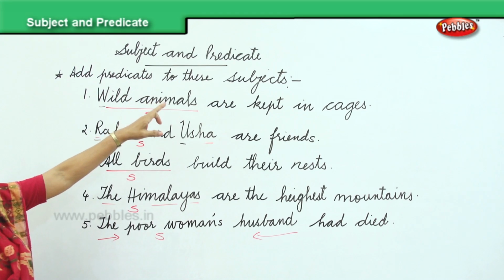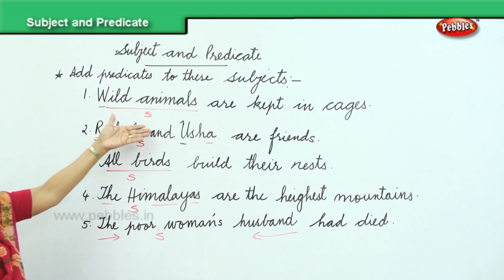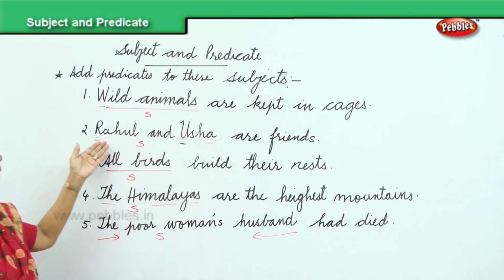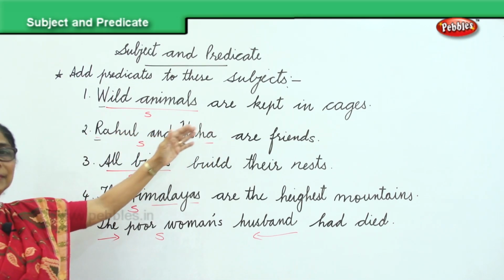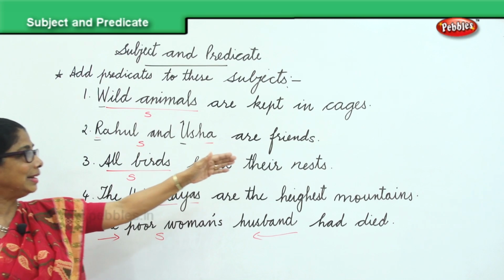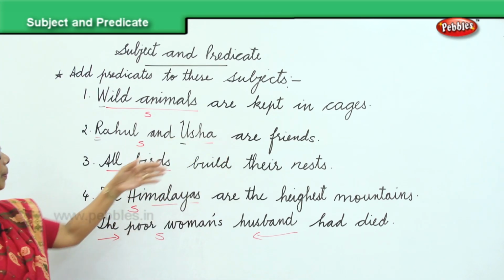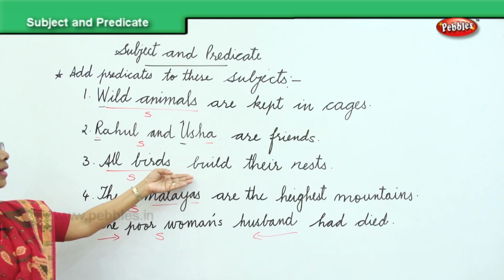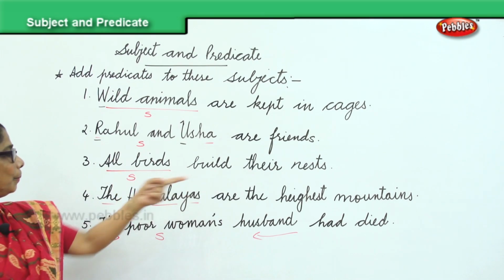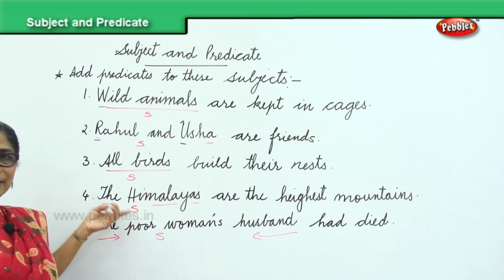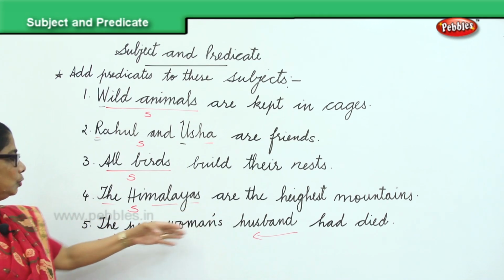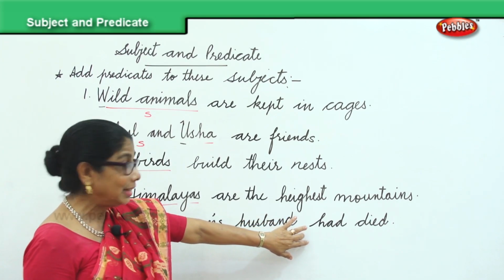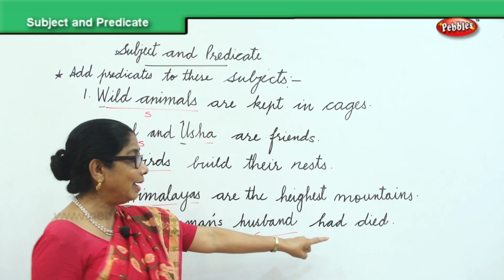Add predicates to these subjects. Wild animals are the subject. Are kept in cages, predicate. Rahul and Usha, that's the subject, are friends. That's the predicate you supplied. All birds are the subject. Build their nest. Full stop. Himalayas are the subject, are the highest mountains. The poor woman's husband, that's the subject, and you added had died.